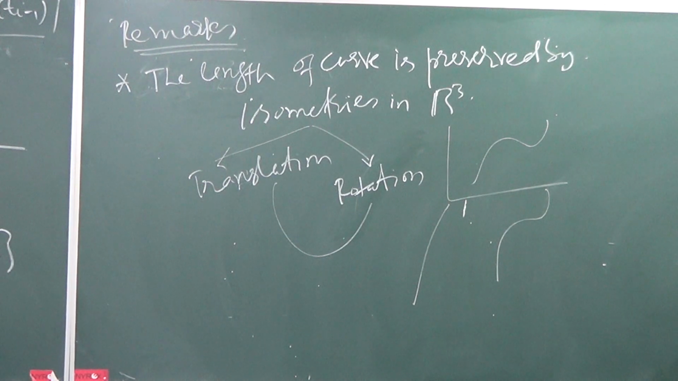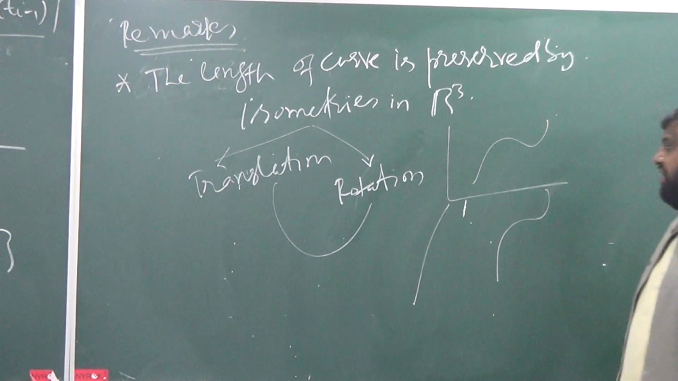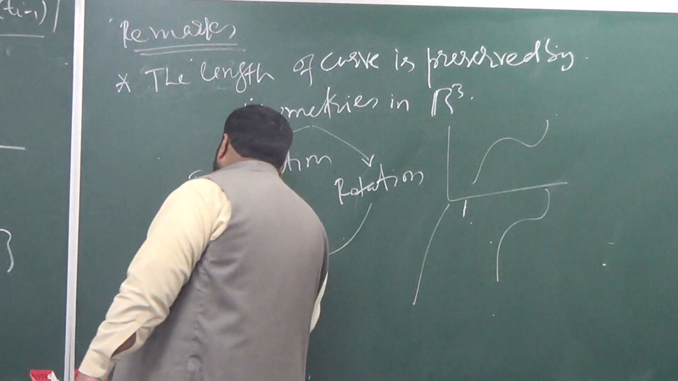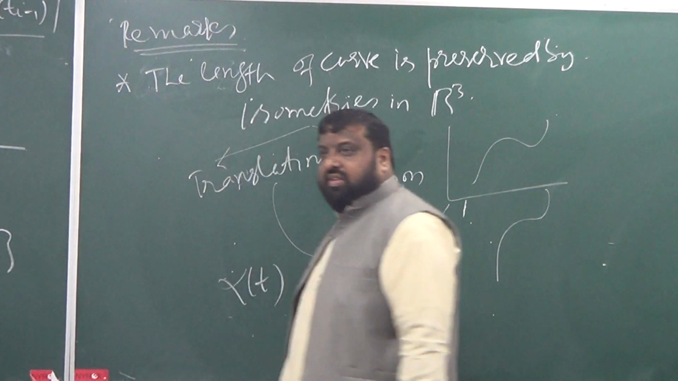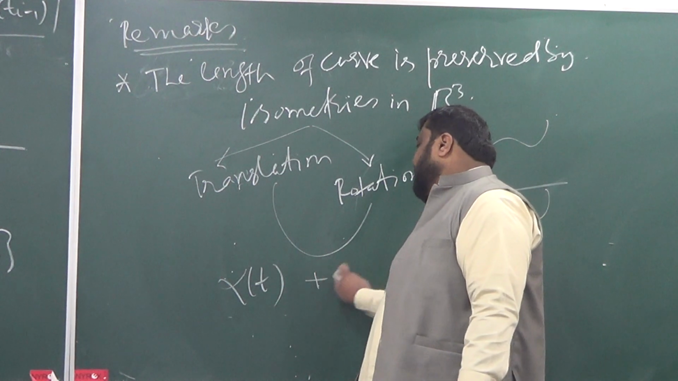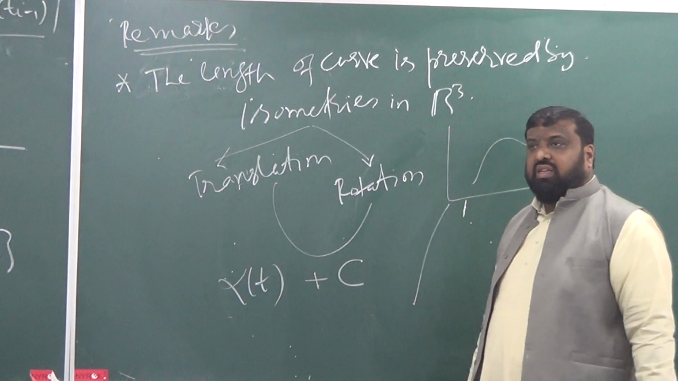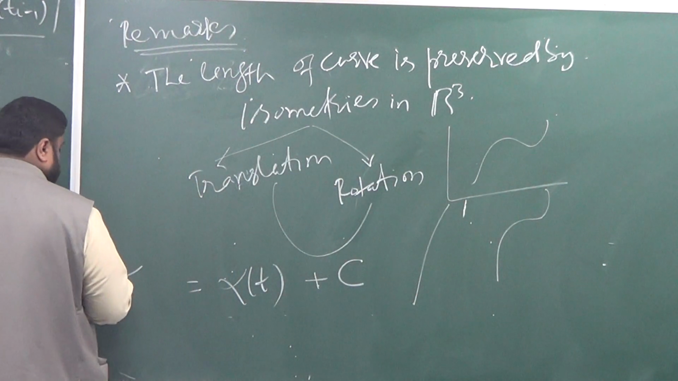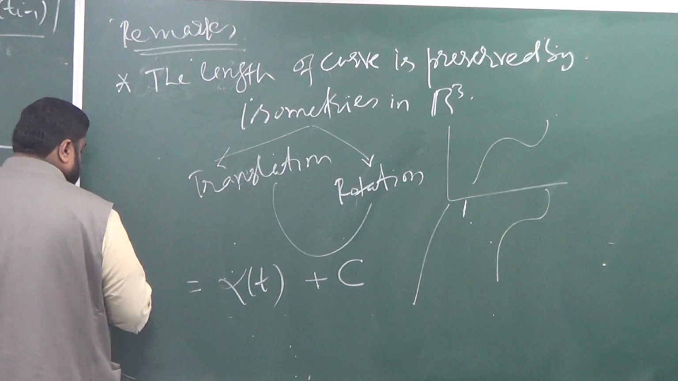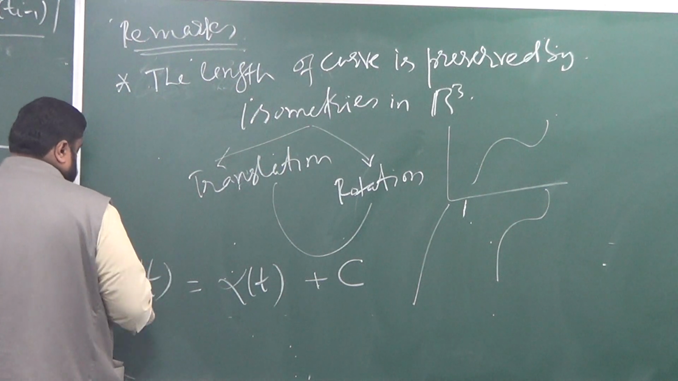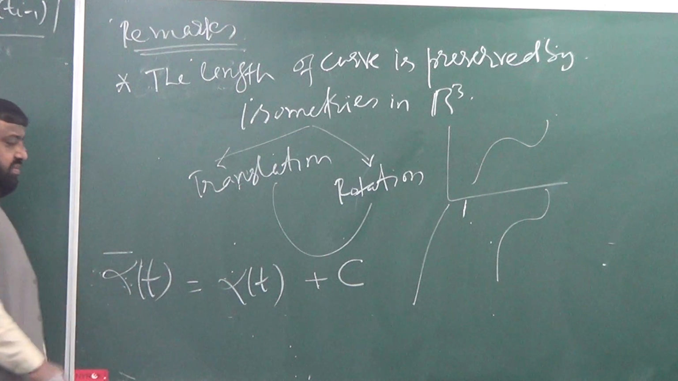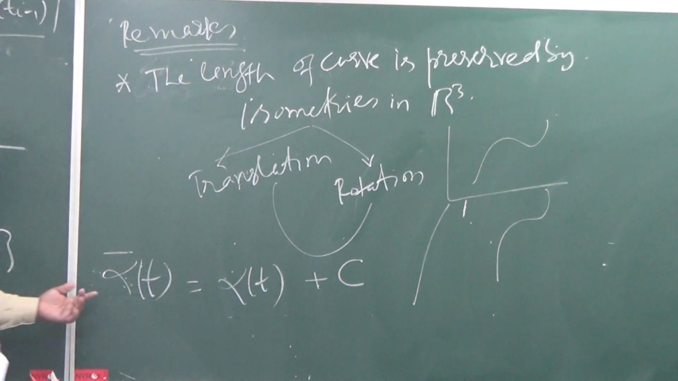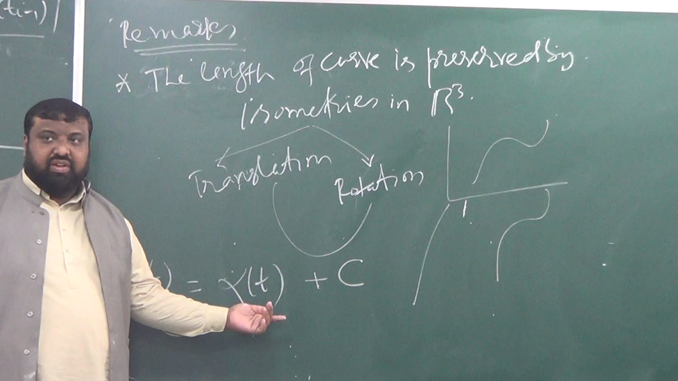It would be a good exercise to prove. What do we mean by translating a curve actually? I have a curve alpha of t. How can I translate it? Add a constant vector to it. So this is a new curve, alpha bar of t. You will see that the length of alpha bar is the same as the length of alpha.